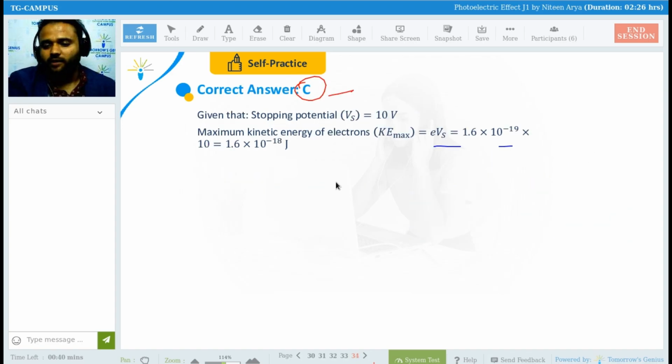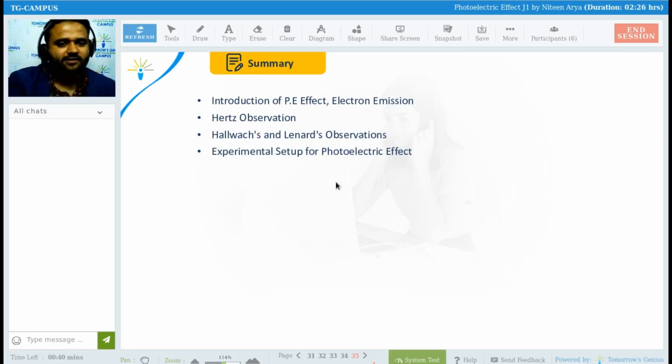Okay. So in this way we finish this particular lecture, and this is the summary. We did the introduction of the photoelectric effect, electron emission, Hertz, Lenard's observations, and the experimental setup for the photoelectric effect.